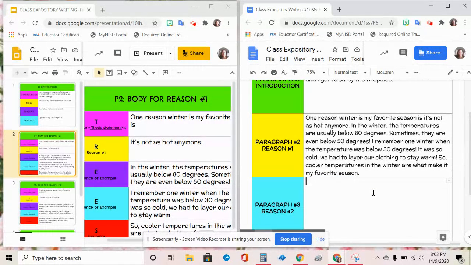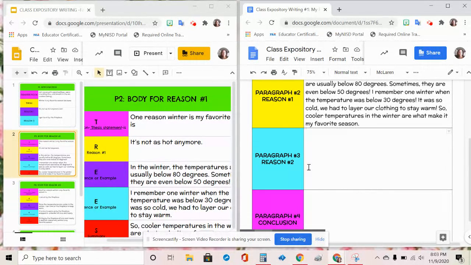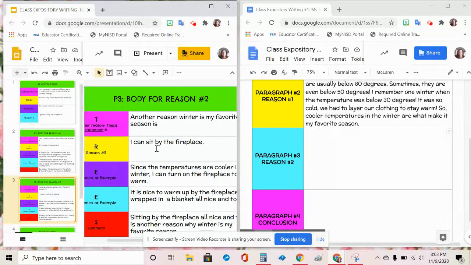All right, so now I am ready for paragraph 3, which is about my reason number 2. So I'm going to find my slide over here and I look at all the sentences that I wrote about reason number 2. And I'm going to put them together and write them as one paragraph for my reason number 2. And this is what it's looking like.